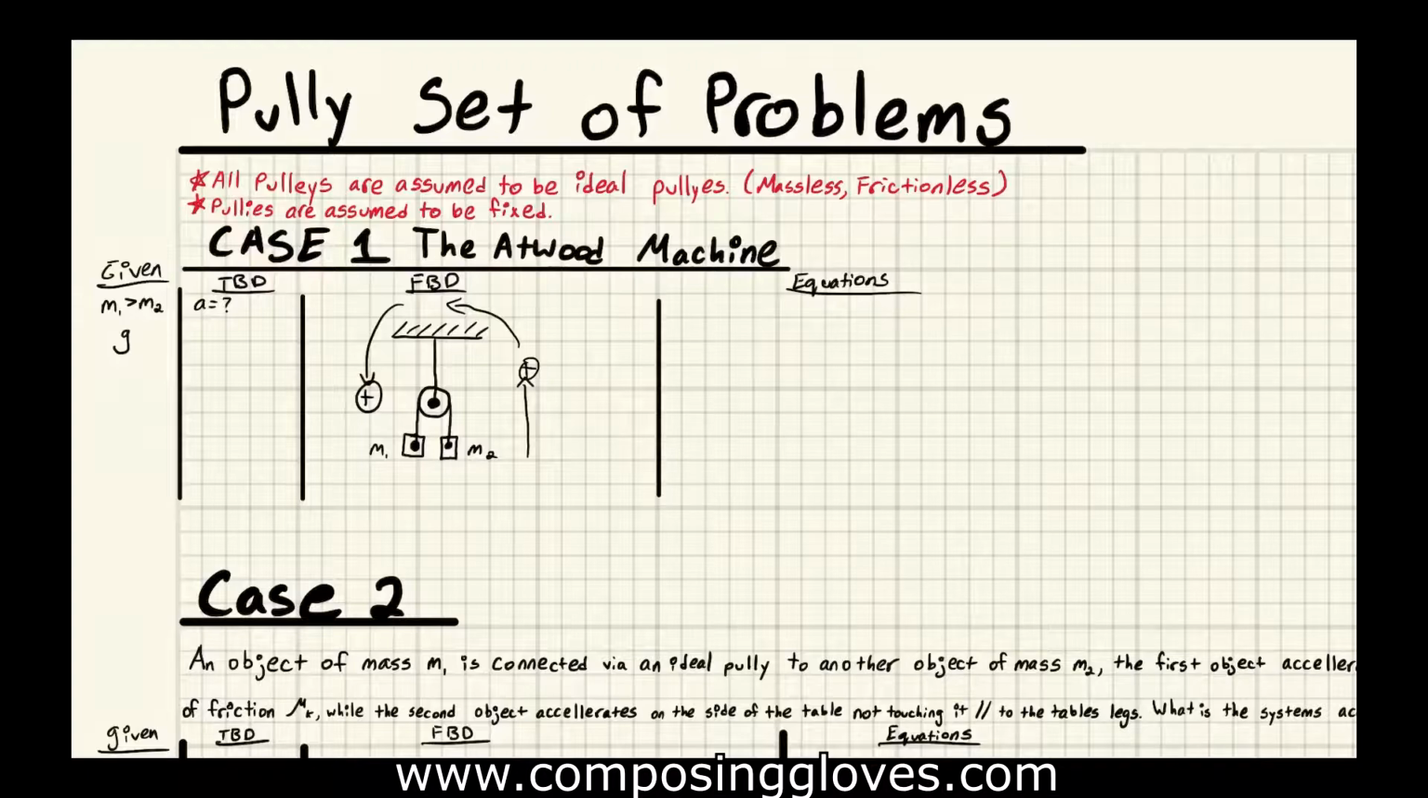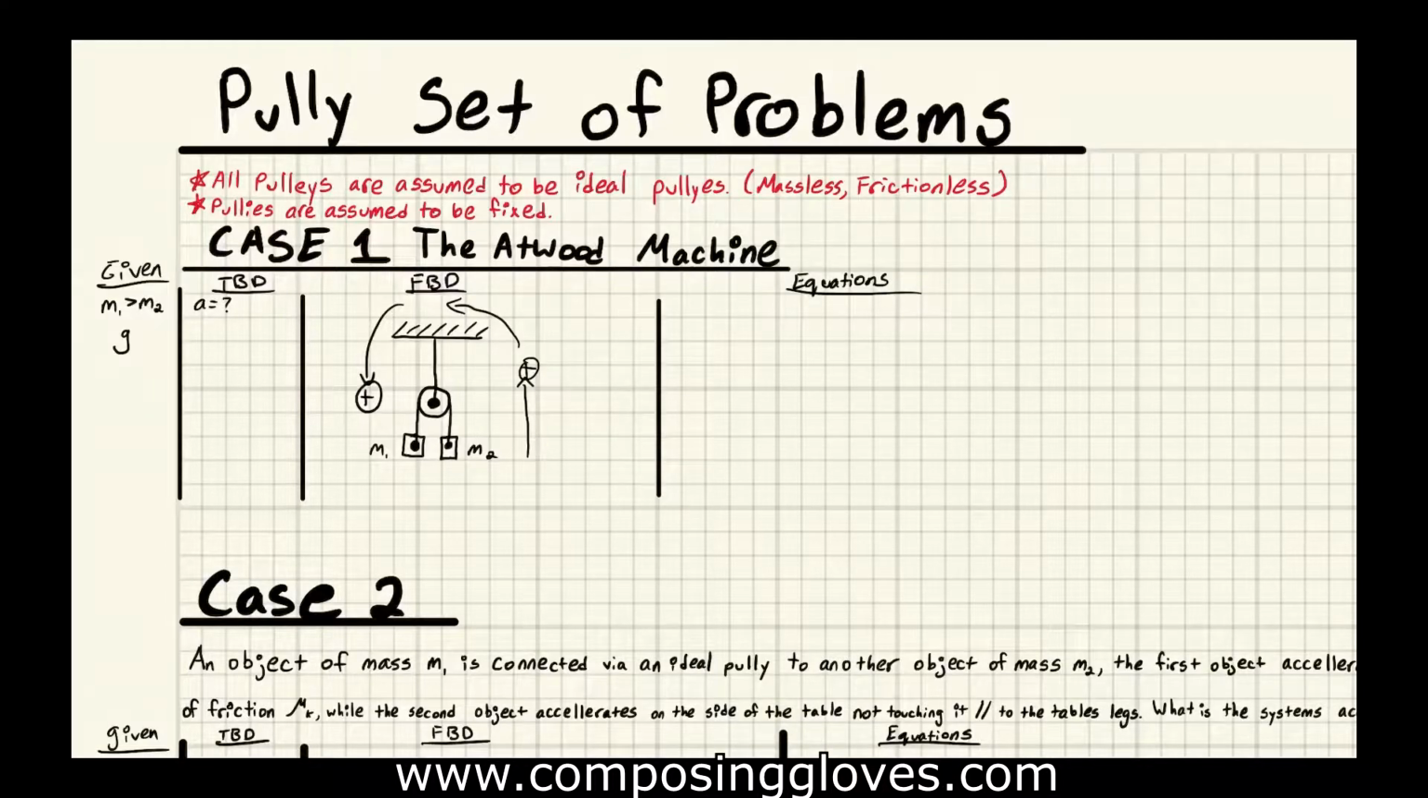So we have a given column. This is the stuff we are given. All our answers must contain only things that we're given. If it's not in our given column, then we can't say that, because we wouldn't have numbers for that, so it would be unknown. So it's got to be in our given column, stuff that we know. In this case, we're given that mass 1 is greater than mass 2, and gravity, because we're on Earth.